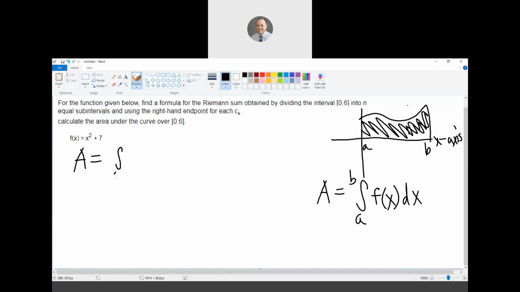Our interval is going from 0 to 6 of x squared plus 7. And as you saw in the previous video on antiderivatives, remember that I rewrote constants with x to the 0 power. Note, we didn't change the value of 7. We just rewrote it a different way because x to the 0 power is 1.